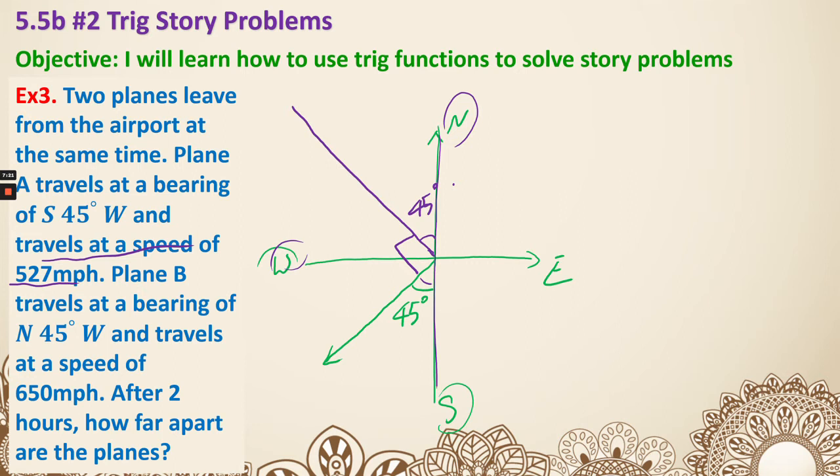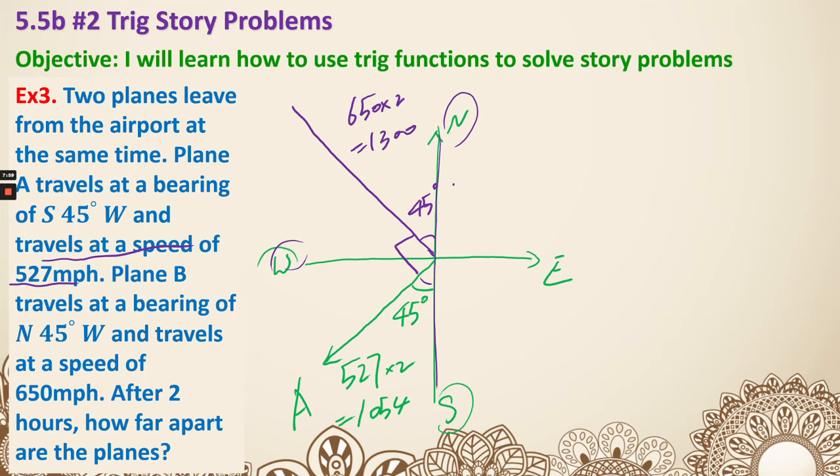Next, the question is asking, after 2 hours, how far apart are the planes? So now is where we're going to use the speed, because the planes are traveling at a certain speed for 2 hours. For plane A, which is down here, plane A travels at 527 miles per hour. For 2 hours, that is going to be 1,054 miles. As for plane B, it travels for 2 hours in this direction. Each hour is 650, so 650 times 2, which is 1,300.